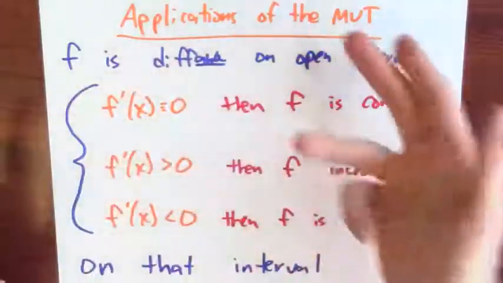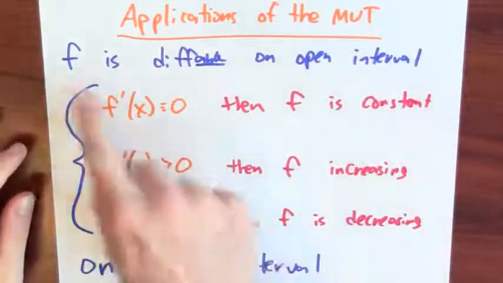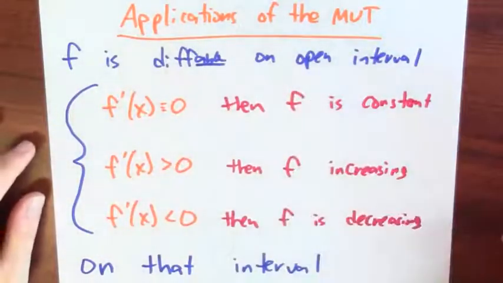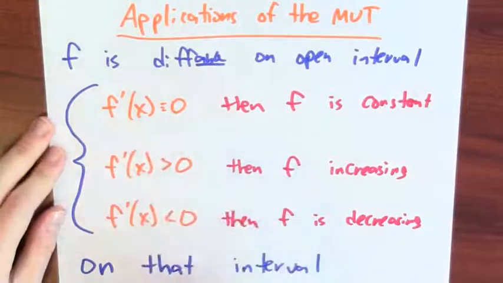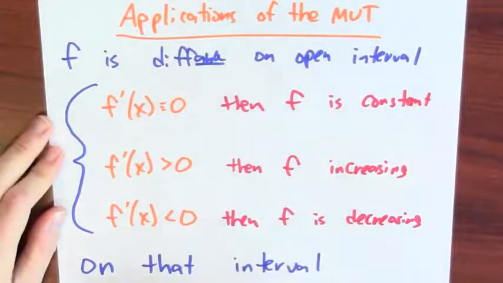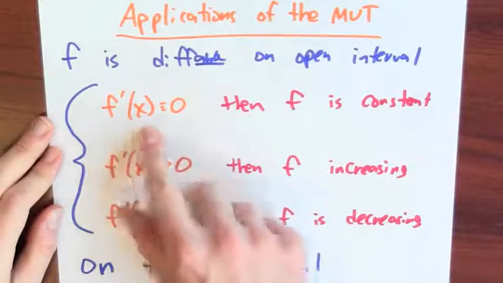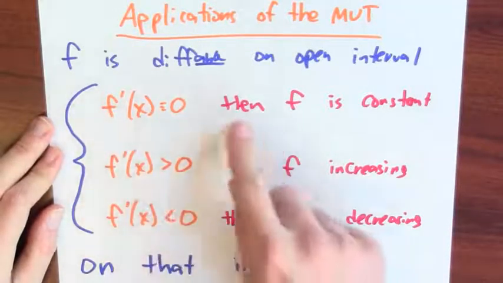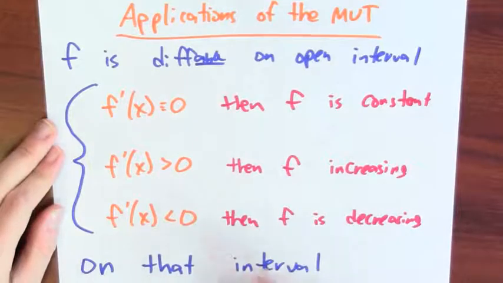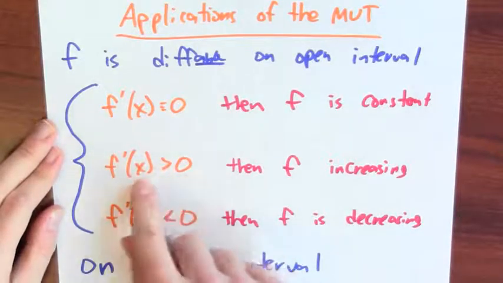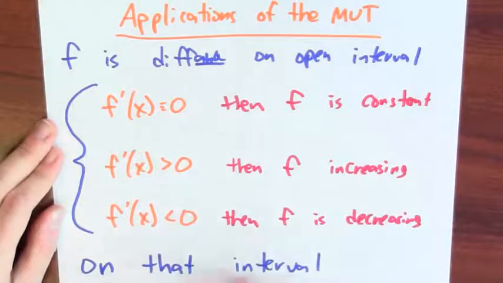Alright, well, let's summarize what we've learned thus far. So here are some applications of the mean value theorem. If f is differentiable on some open interval, and depending on what happens, then we know something about f on that interval. So if the derivative is identically 0, if the derivative is equal to 0 no matter what I plug in, then f is constant on that interval. If the derivative is positive, no matter what I plug in, then f is increasing on that interval. And if the derivative is negative, then f is decreasing on that interval.